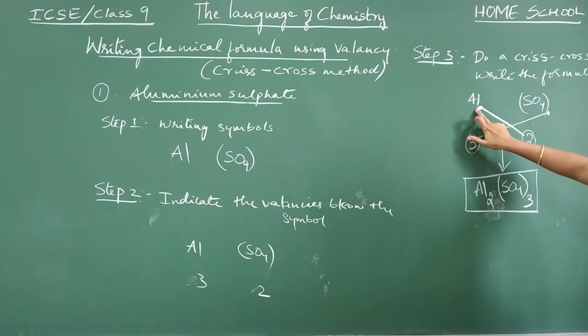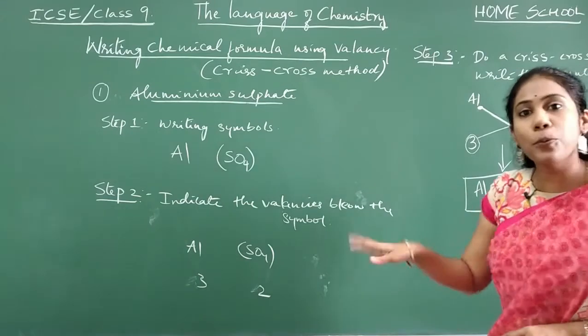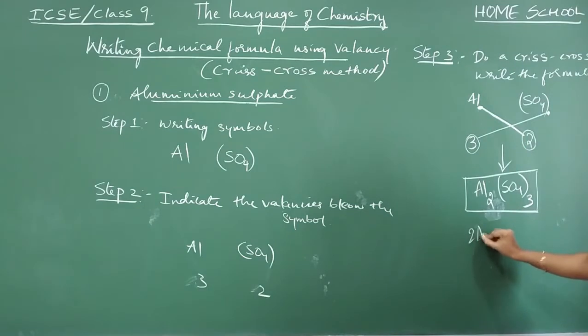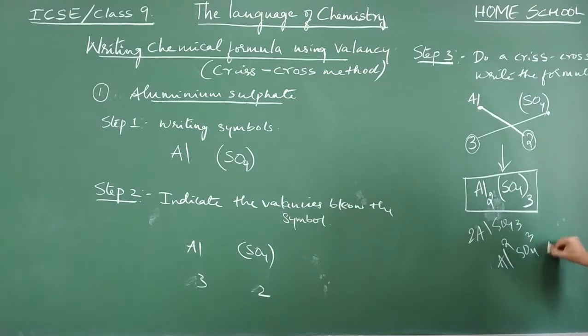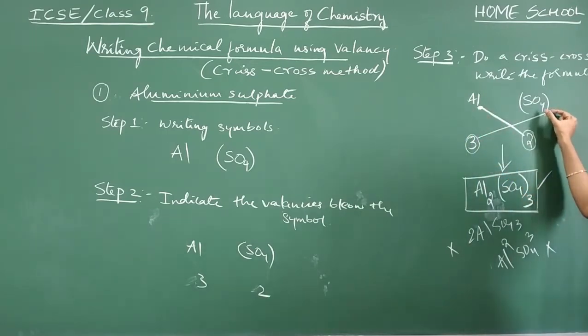And where do you write them? You have to write them as subscripts always, not as superscripts. And never ever write the 2 here. Don't write it as 2Al, SO4, 3 and all. All this is wrong. Don't put 2 here also. Don't ever put something like this. This is wrong, this is wrong. This is the correct way of writing a formula. Always you have to indicate the valency of one as a subscript of the other.